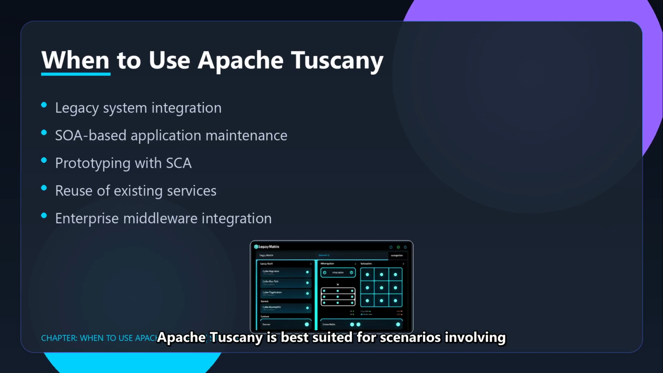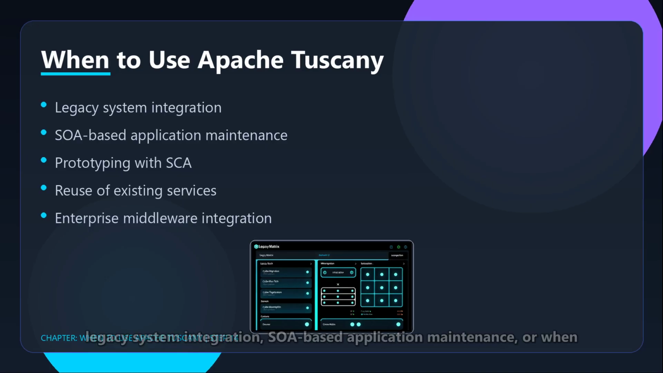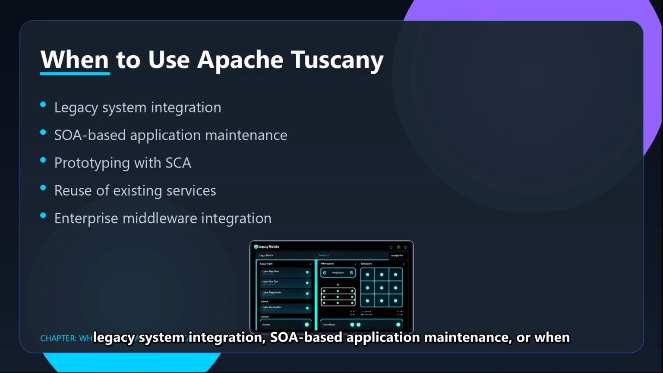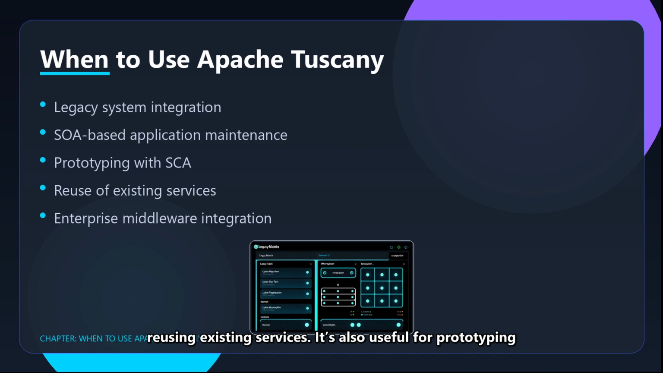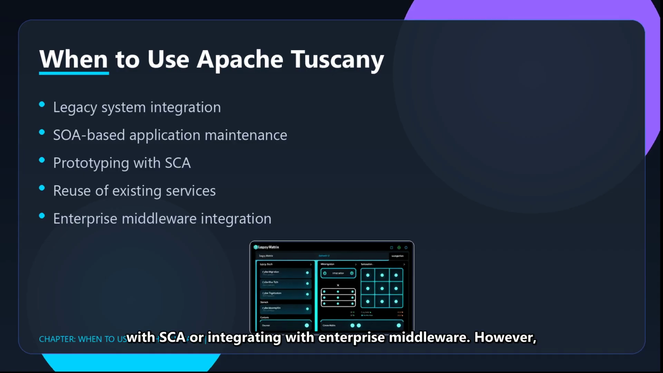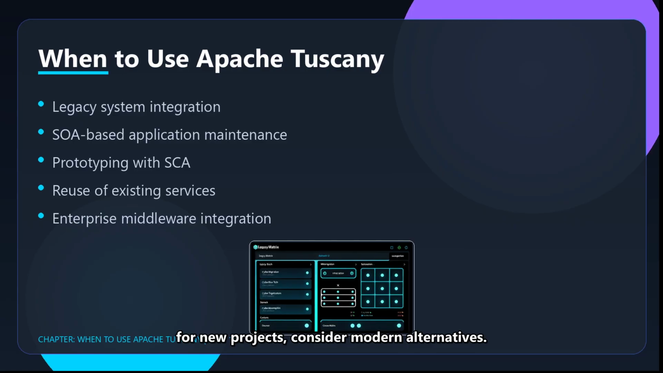Apache Tuscany is best suited for scenarios involving legacy system integration, SOA-based application maintenance, or when reusing existing services. It's also useful for prototyping with SCA or integrating with enterprise middleware. However, for new projects, consider modern alternatives.